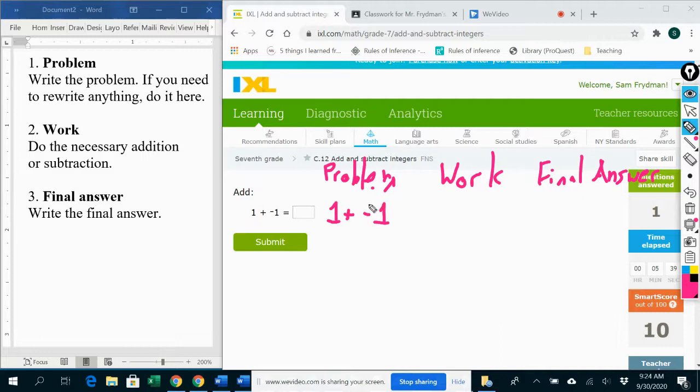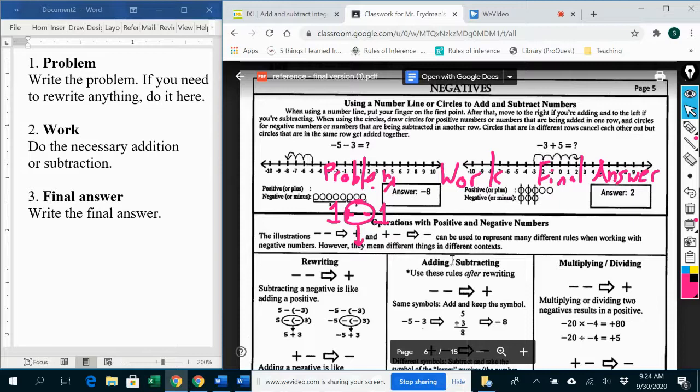Okay, and we do need to rewrite here. So I said in my instructions, if you need to rewrite anything, do it here. So what I mean by do it here is do it under where you wrote the word problem. Let's just do it in this area. So plus negative is going to turn into, you know what, I forgot. So what am I going to do? I'm going to check the reference pages.